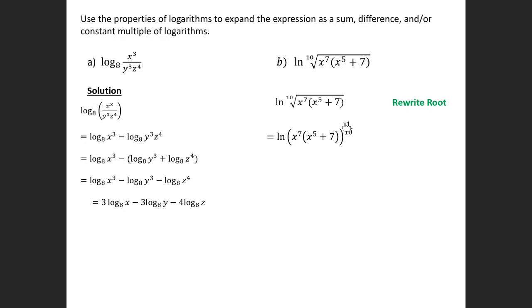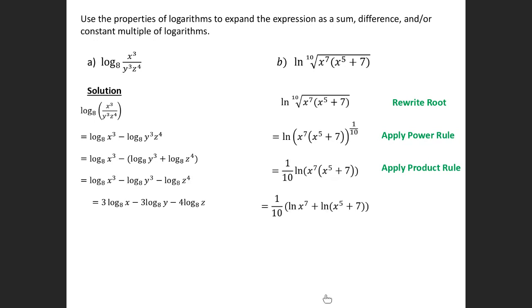Okay. So now all of this in here is kind of trapped together by this exponent. So let's get rid of this exponent first by using the power rule, and we can move it to the front. So by doing that, these are kind of free now. And notice here you're multiplying x to the 7 times this parentheses. Since we're multiplying, we can apply the product rule, which says that if you multiply, we're going to separate with addition. So we get 1/10 of natural log x to the 7th plus natural log of x to the 5th plus 7.